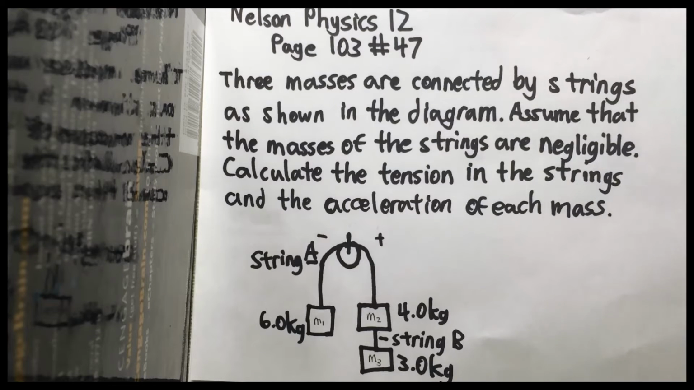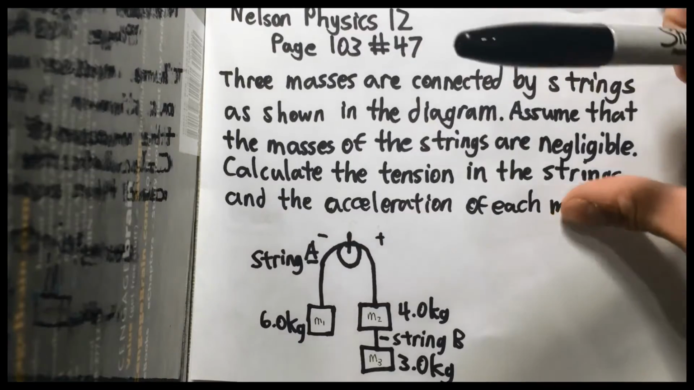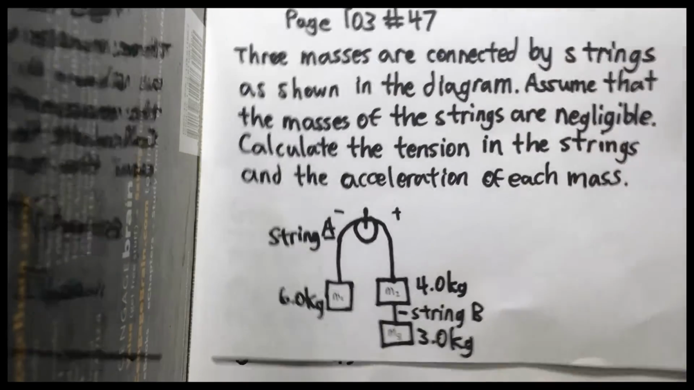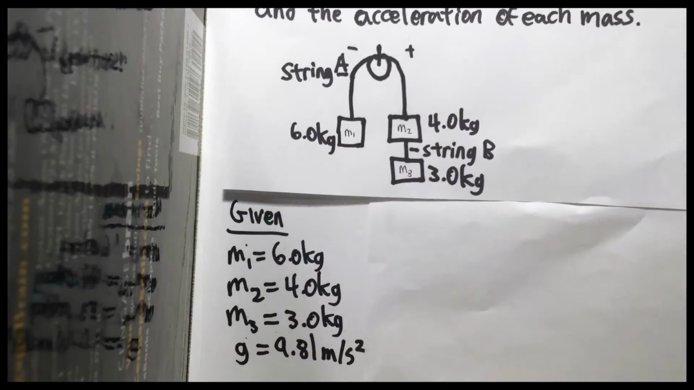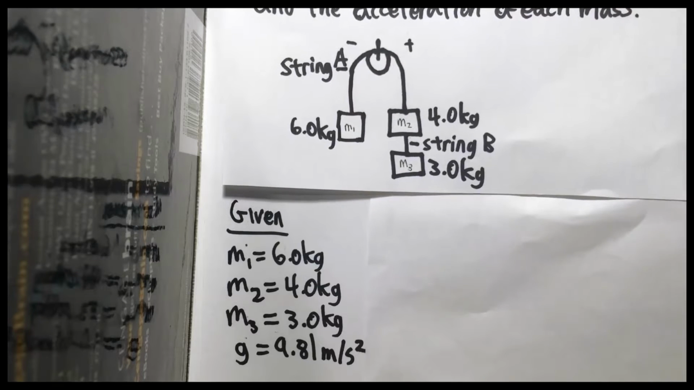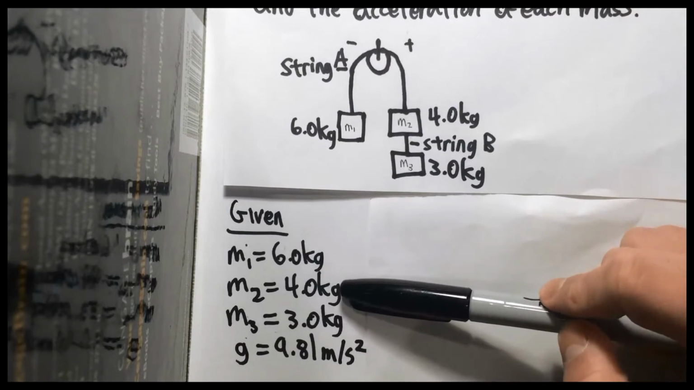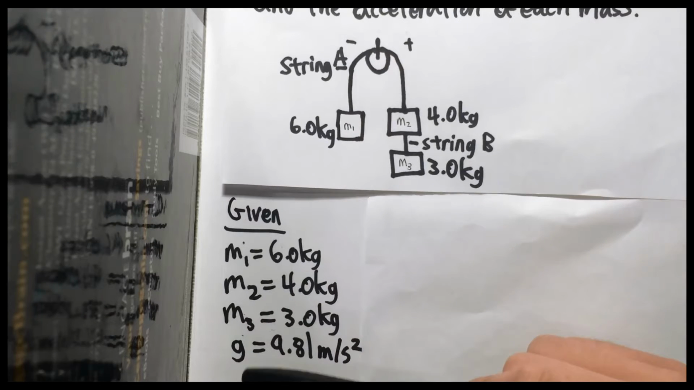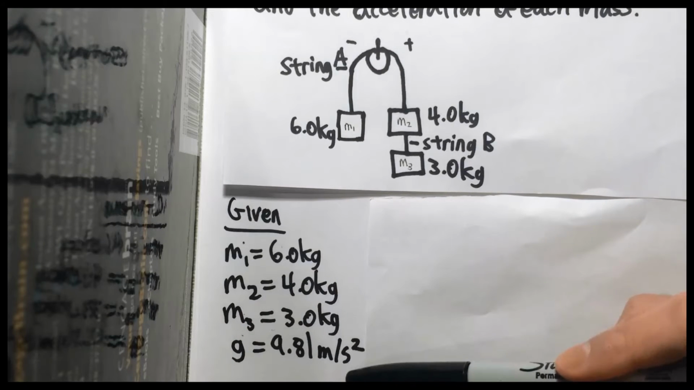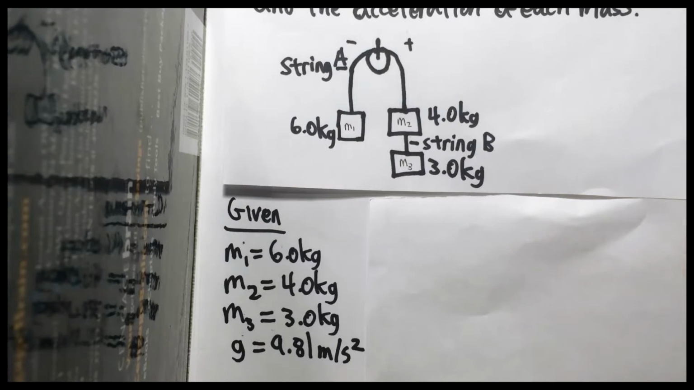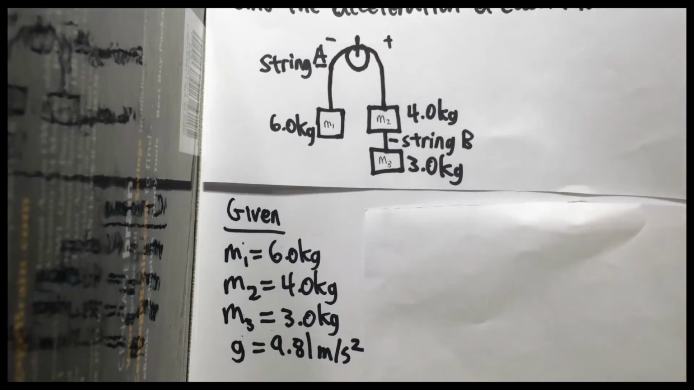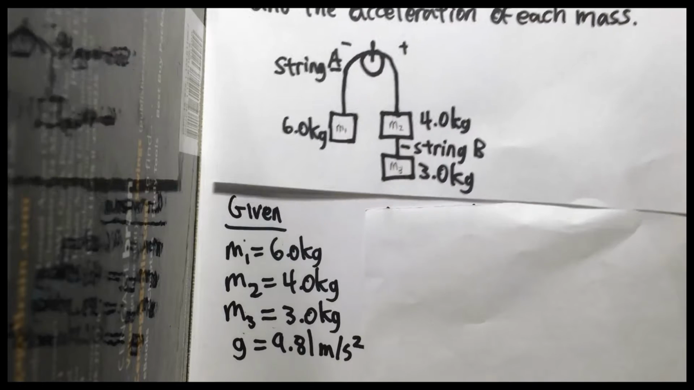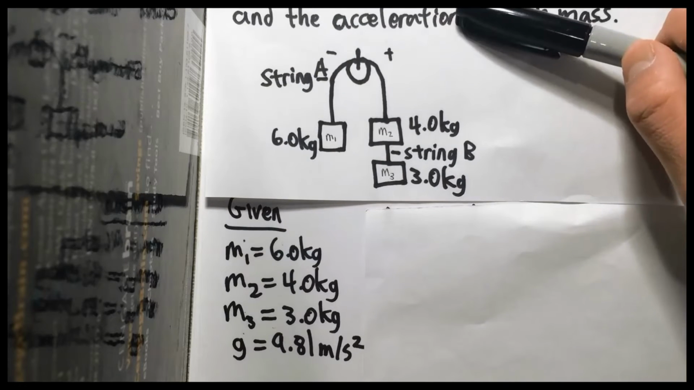So we'll start off this problem just like we would any other one. We'll list our givens. And we have here our mass 1, our mass 2, and our mass 3 values, 6 kilograms, 4 kilograms, and 3 kilograms. We also have our acceleration due to gravity, which is going to be 9.81 meters per second squared. Now, what's our required? What are we looking for? We're looking for the tension in the strings and the acceleration.